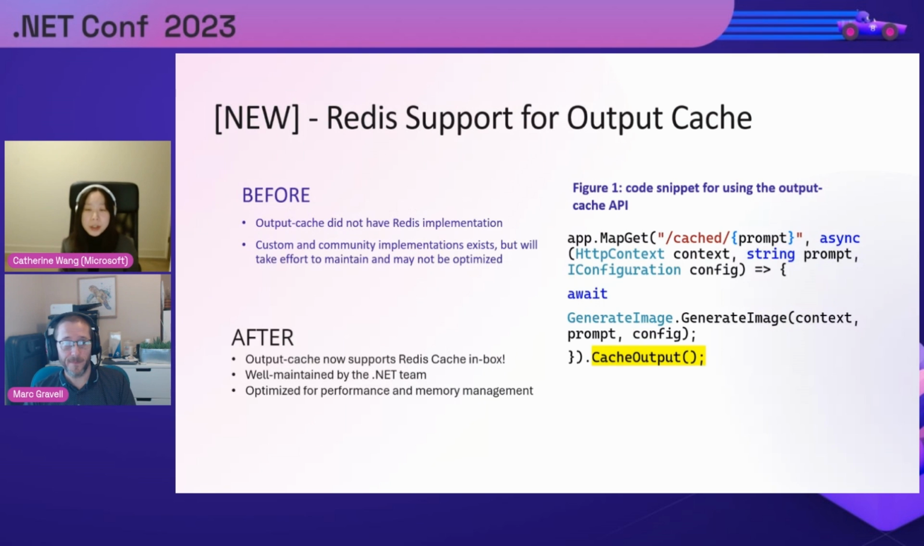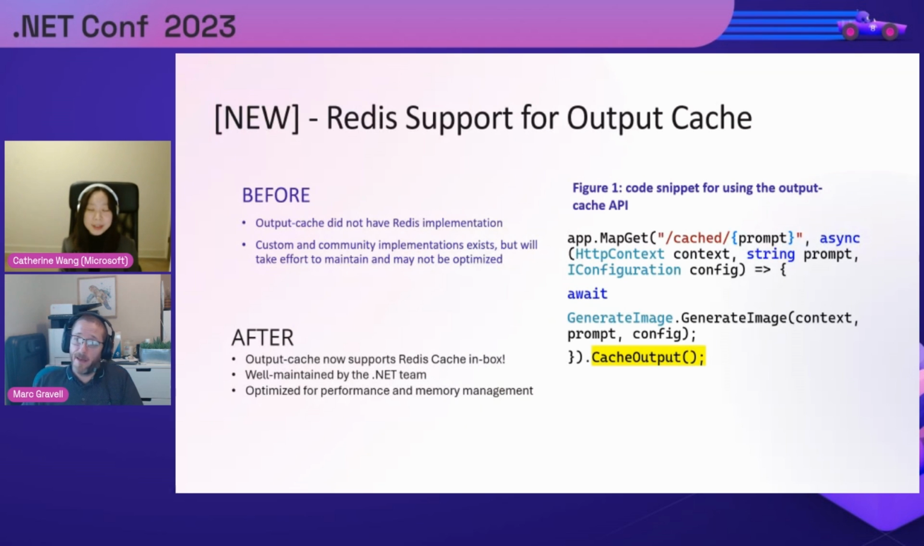So output cache has existed since .NET 7, but we did not have Redis support in it. Now for .NET 8, we shipped the Redis support with output cache. And Mark, you worked on it. I know you did a lot of optimizations. Do you want to talk about it?